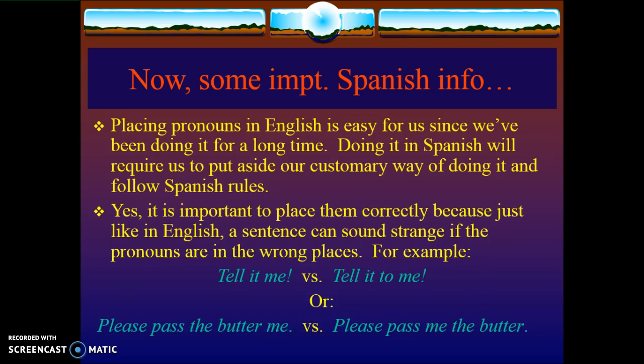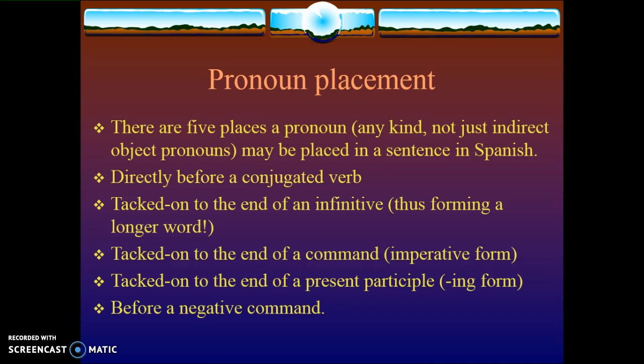So for example, let's look at examples in English where the placement is kind of weird. Tell it me versus tell it to me. That sounds really weird. Or please pass the butter me versus please pass me the butter. So me can't just be placed anywhere. Yes, it can jump around to different places like please pass me the butter. This sentence though, you can't really place me anywhere else for it to sound good. It does not sound good like that. Please pass the butter me. That doesn't sound good. So in Spanish, it's the same way. So it's going to require some thinking and some hard work, but I believe in each and every one of you. Okay, so where do we place these pronouns?